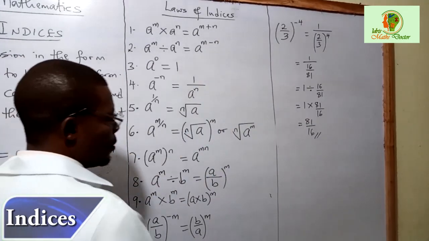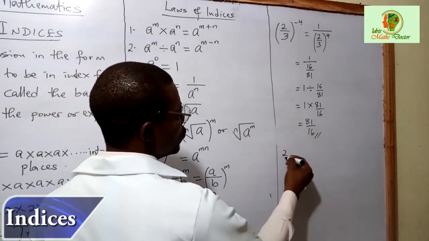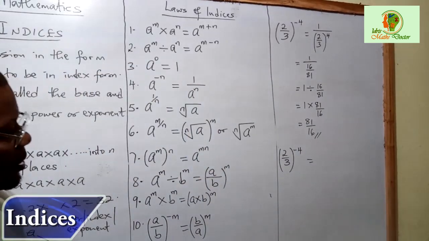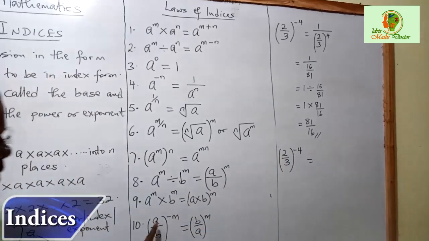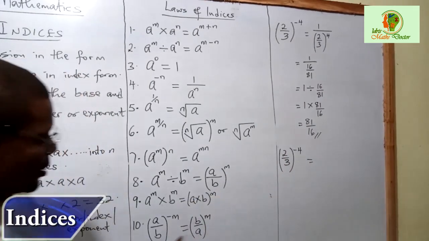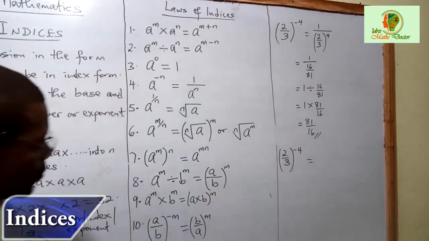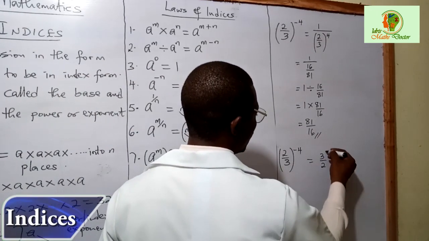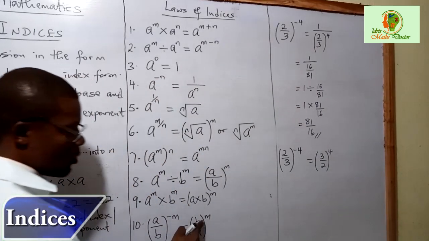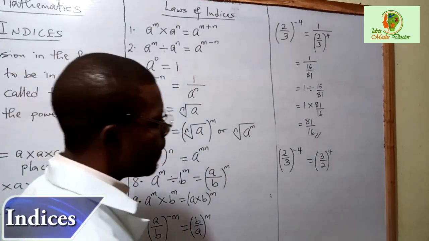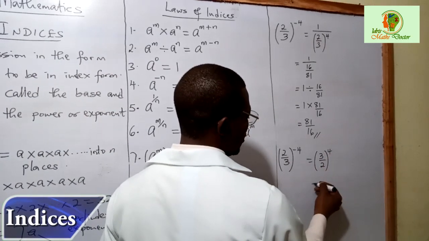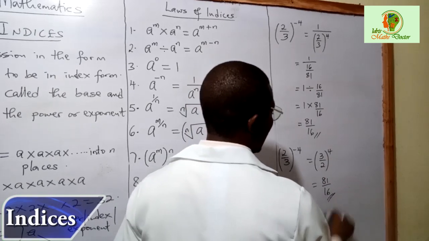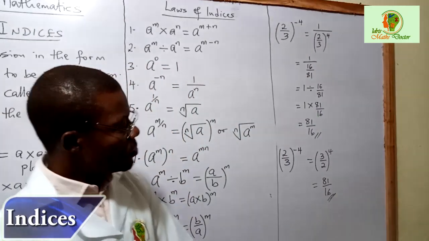If you apply law 10, just watch out. Same question, 2 over 3 raised to power minus 4. By comparison, our numerator 2 is the same as letter A, 3 is the same as B, and our letter n is 4. So what do you do? Just turn it upside down and it becomes 3 over 2 raised to power 4. Once you turn it upside down, there will be no more minus. Now the 4 affects everything. 3 raised to power 4 is 81, and 2 raised to power 4 is 16. Answer. You can see, just one, two, answer.